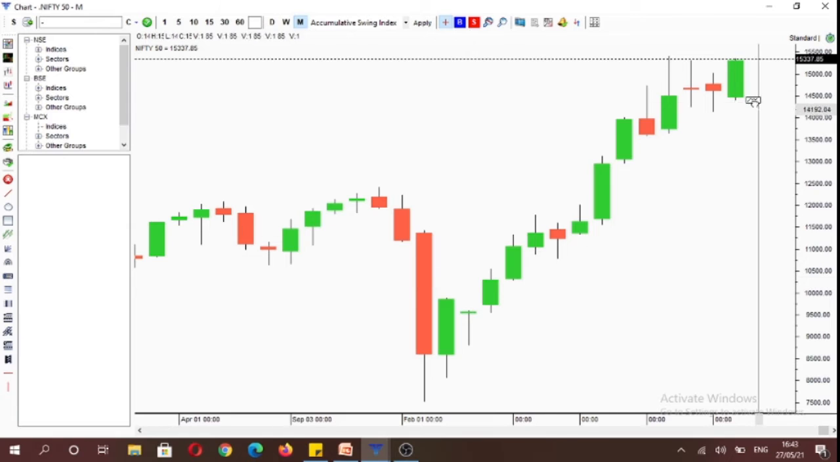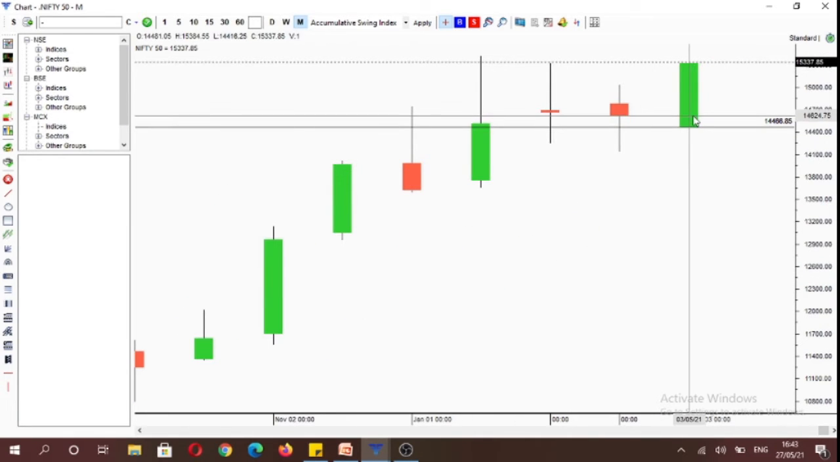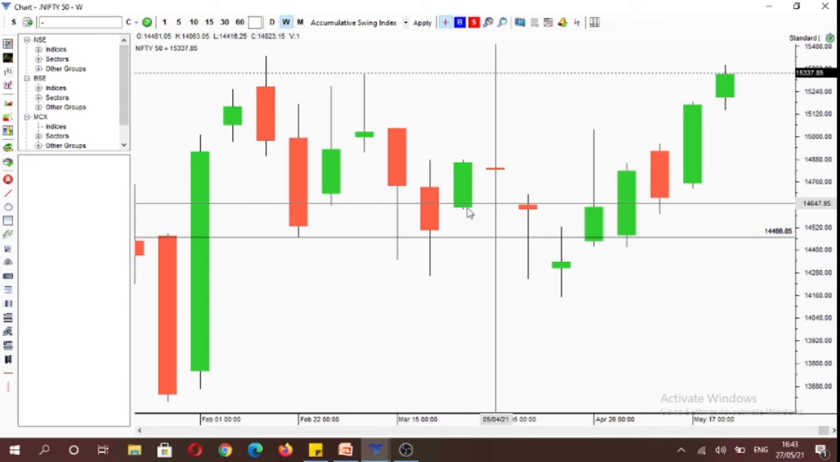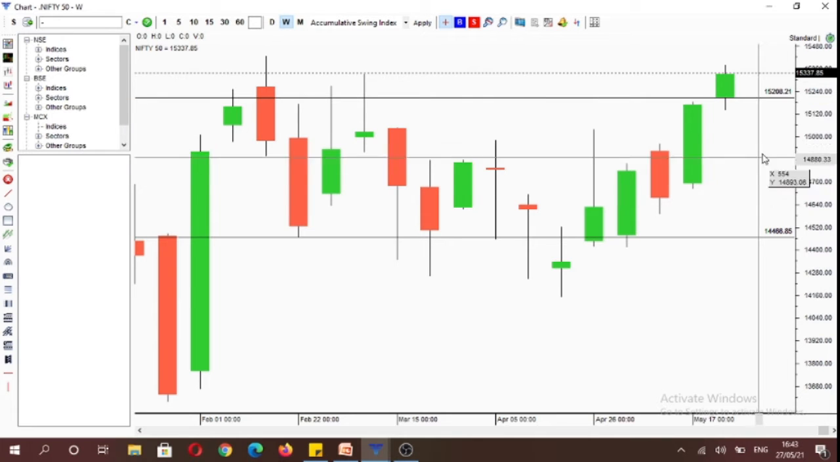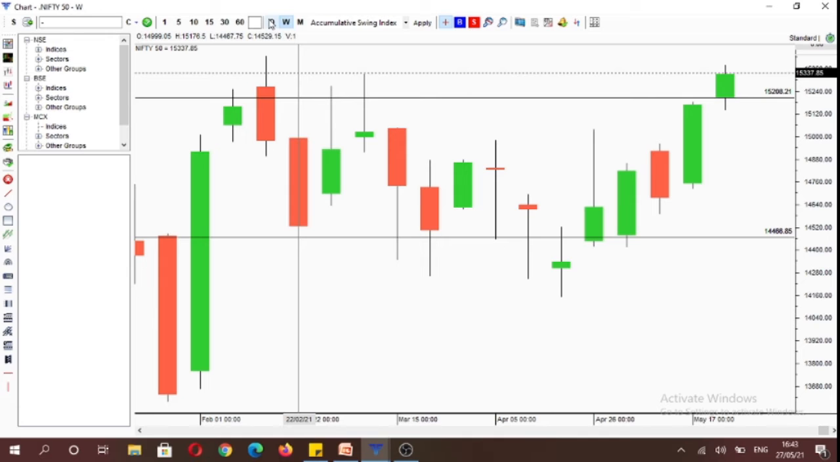If we analyze the index on multiple time frames, here you will see on the monthly time frame the market is under control of buyers as it is trading above its opening price of 14,481 levels. And if we see the weekly time frame, the market is again trading above the weekly open, which is 15,211 levels.